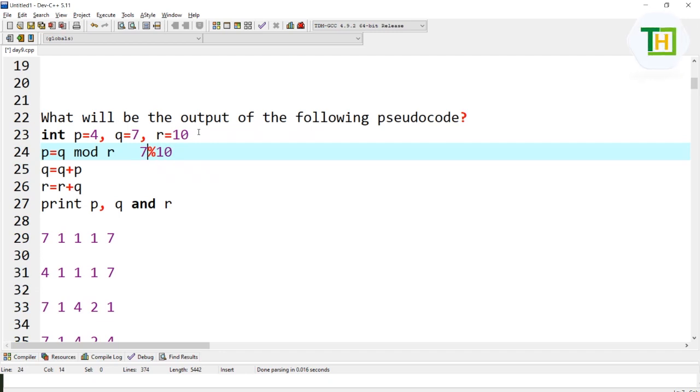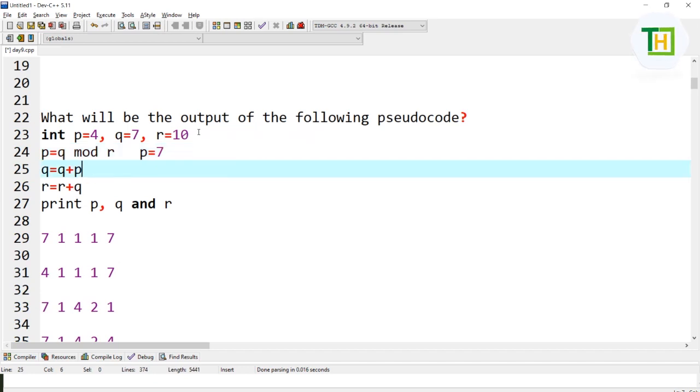If the numerator is a smaller value, the same value is the output. If it is, for example, 17, what is the remainder here? The remainder is 7. But here the numerator is a smaller number, so P becomes 7 only. Okay, P becomes 7, and coming to this, Q is equal to Q plus P. What is the Q value? Q value is 7, 7 plus 4. Q is equal to 11 here.